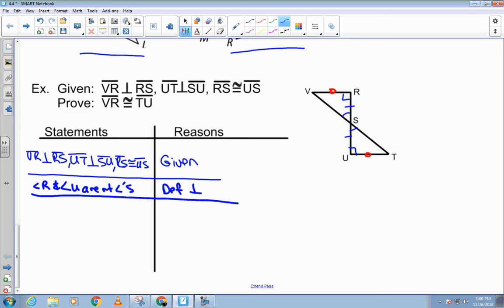Okay? Alright. Okay, so because they're both right angles, I can now say that angle R is congruent to angle U. And that would be what? Just said it a while ago. All right angles are congruent.